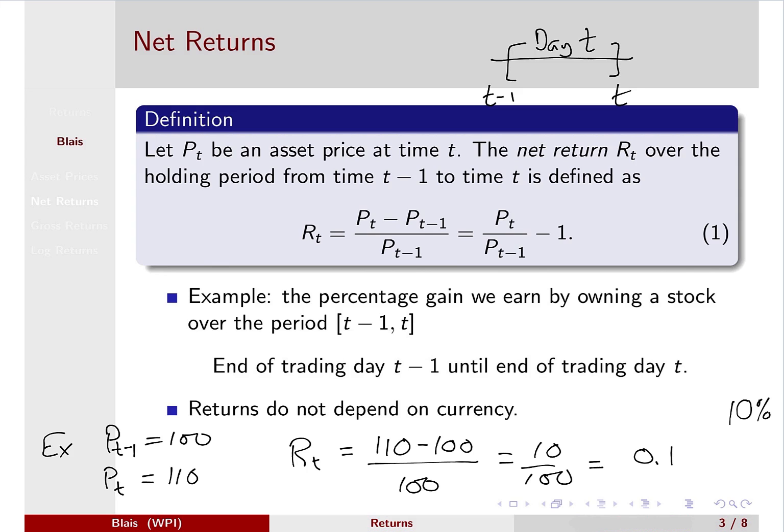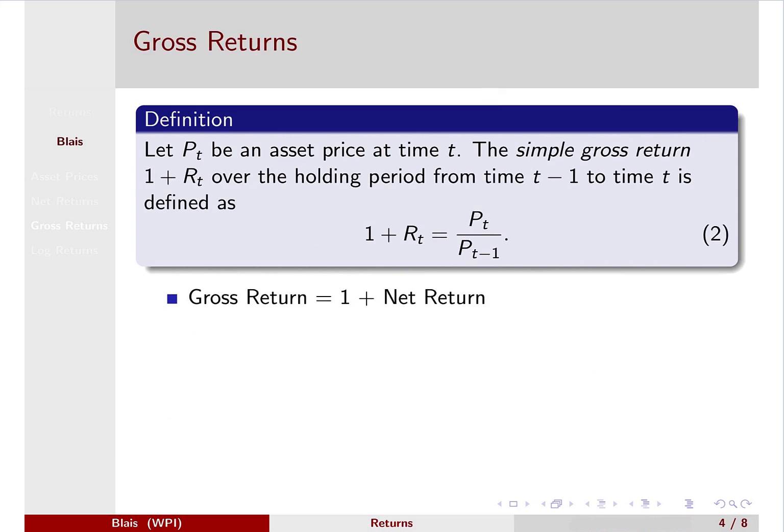We now move from the net return to the gross return. And the gross return is defined in the following way. So we have our same asset price, the simple gross return. We write it as 1 plus R sub t, where R sub t is the net return. So the simple gross return over the same holding period is 1 plus R sub t, or the ratio of the price at time t to the price at time t minus 1. So the gross return, the simple gross return, or what we mean by that is single period gross return, is nothing more than 1 plus the net return.